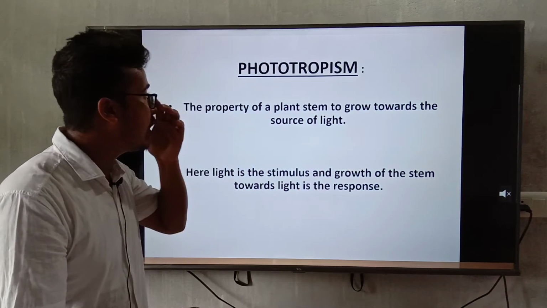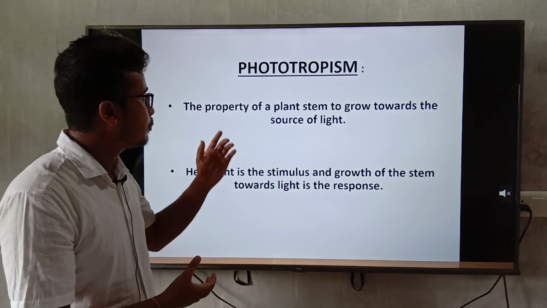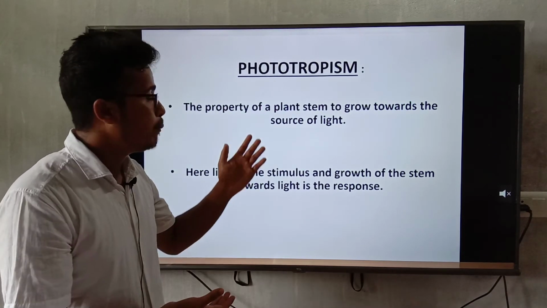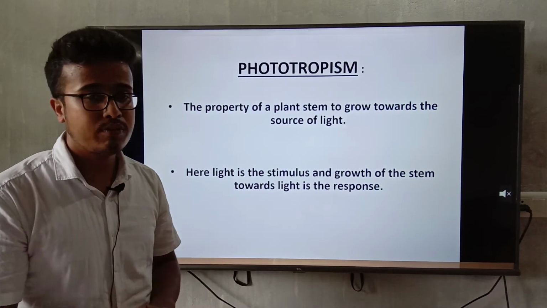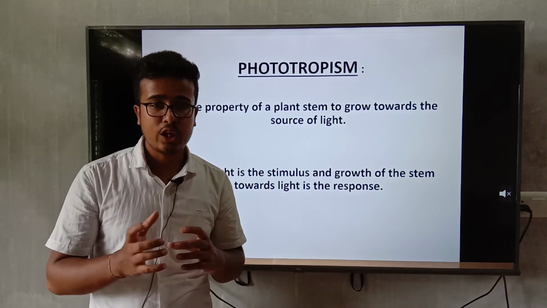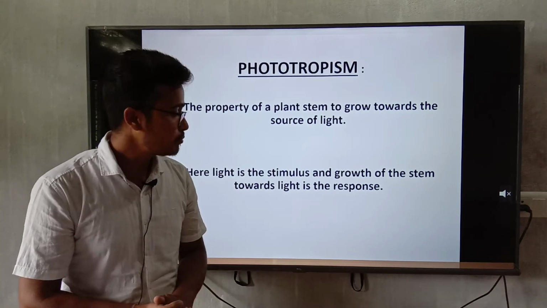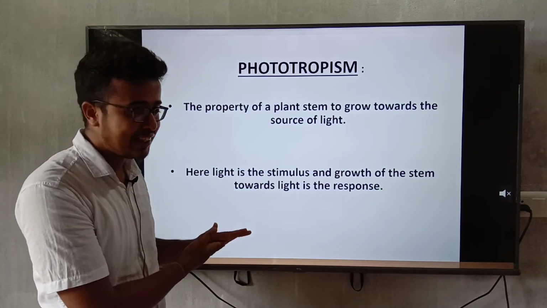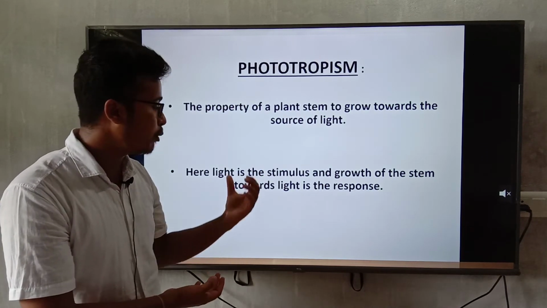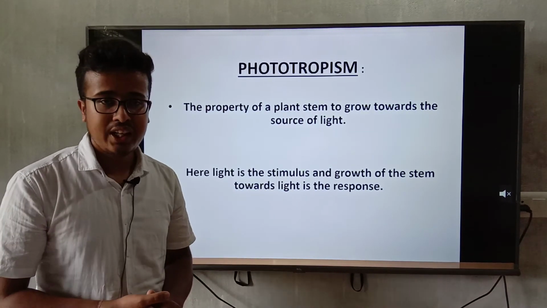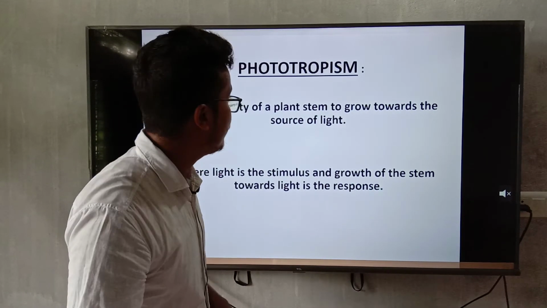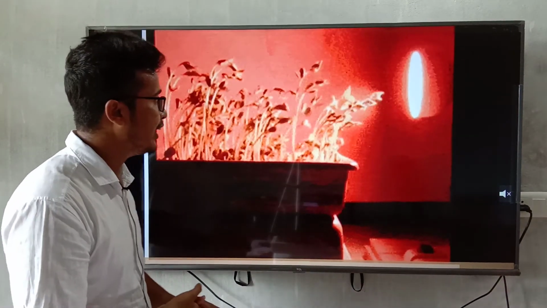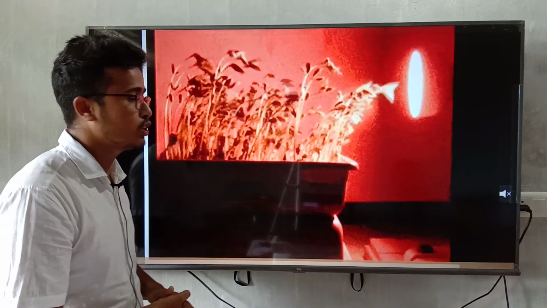Now phototropism. What is phototropism? Phototropism means the property of a plant stem to grow towards the source of light. Whenever they get light, they will grow in that direction. Here light is the stimulus and growth of the stem towards the light is the response. You can see these pictures. Here the plant is growing towards the source of light. This is called phototropism.